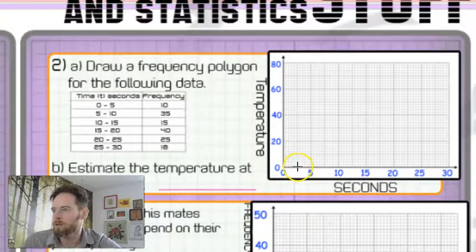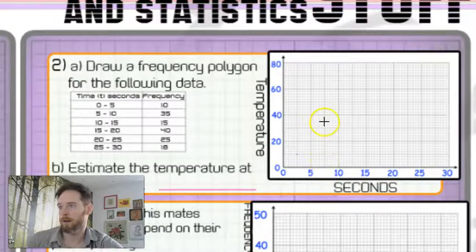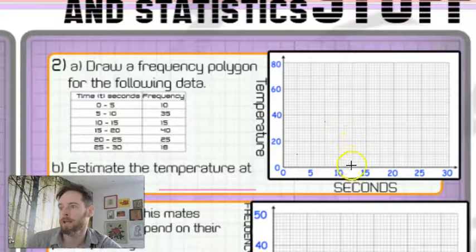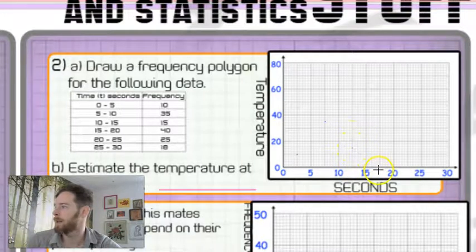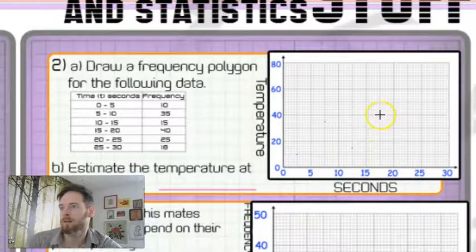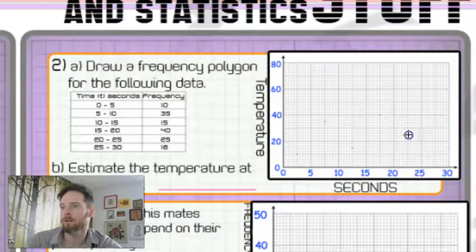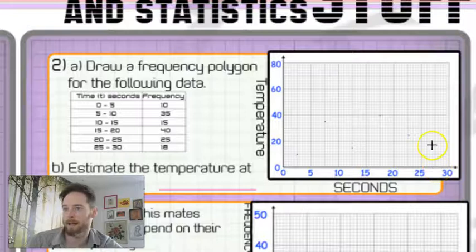So that's going to be 2.5, 10. 2.5, 10 is there. Then 7.5, 35, which is there, and again do it with little x's. 12.5 needs to be at 15. 15 is there, and then the next one is 17.5 at 40. That's there, and so on. All right. Hopefully you get an idea of what I'm doing by now without me having to say it. So it goes 25, and then at the last one, 27.5 at 18.